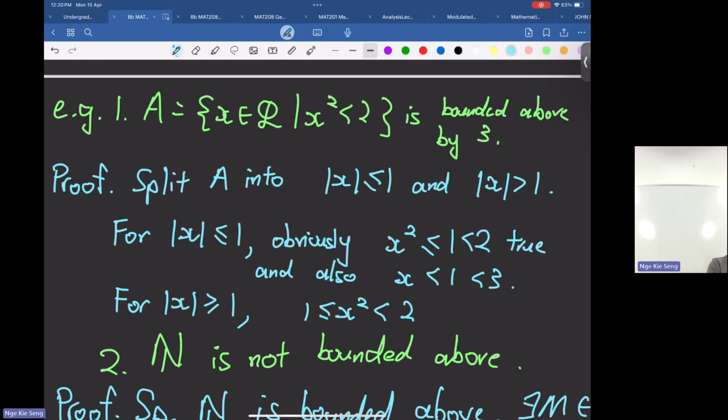Then how about x? I want to know something about x, right? I only know that x squared is less than 2. Surely 2 is less than 3, we can deduce that from 1 greater than 0. But where is x? We want to prove that x is less than 3. So we want to show that for every x in A, x is less than or equal to 3. How are we going to show this? How can x come into the scene here?